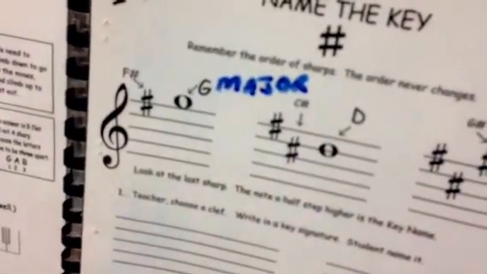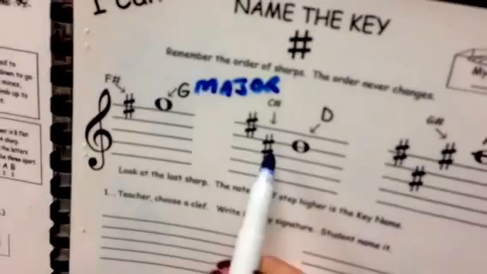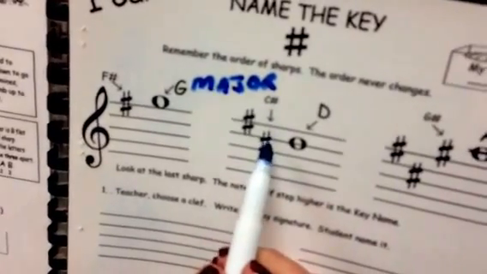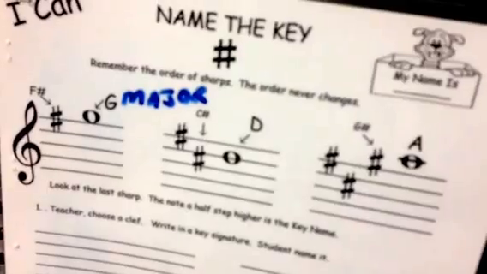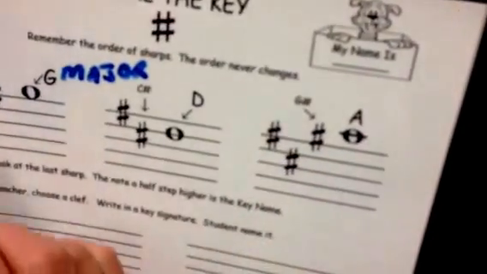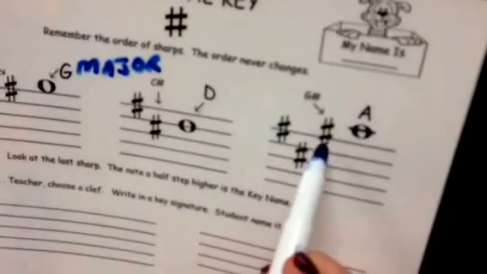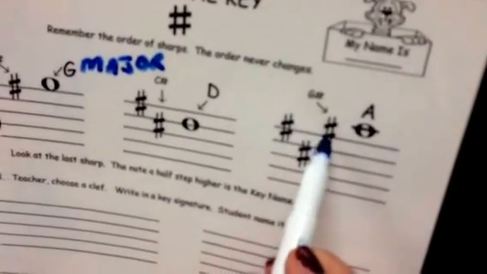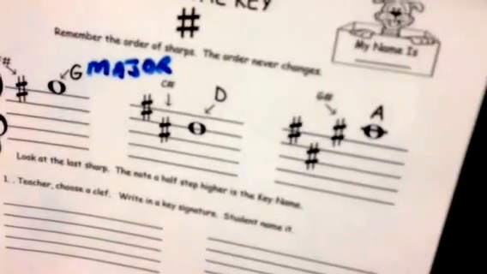Okay, so now we have two sharps. Remember the order? Father, Charles. Now what comes after C in the alphabet? D. We're in the key of D major. Here we have a key signature with 3 sharps. Father, Charles, goes. So the last sharp is goes. What comes after G? A. So we're in the key of A major.